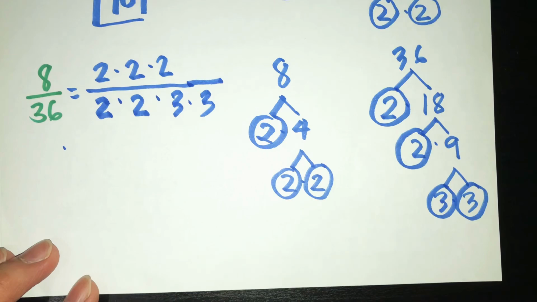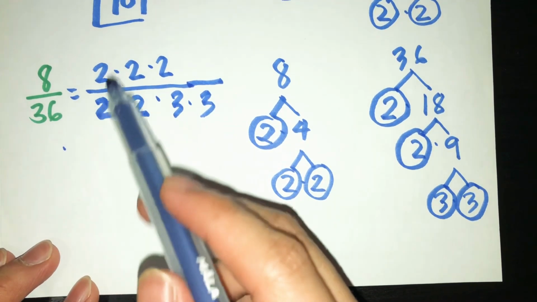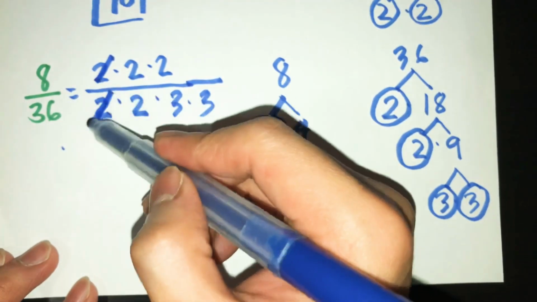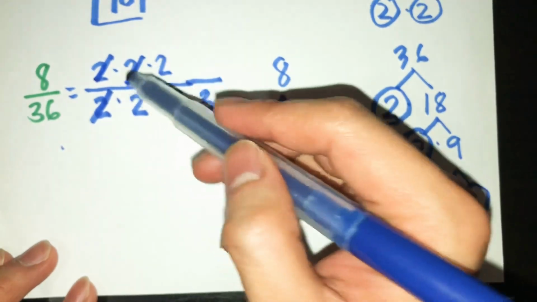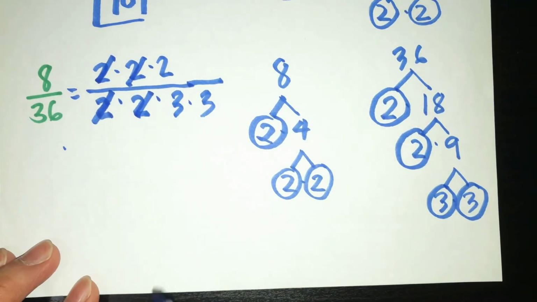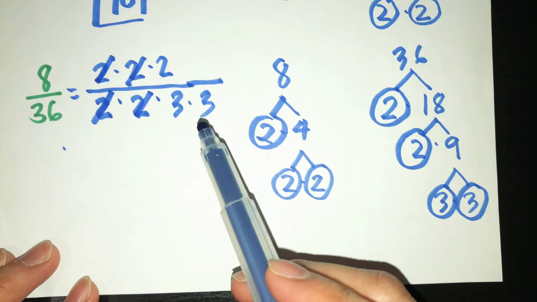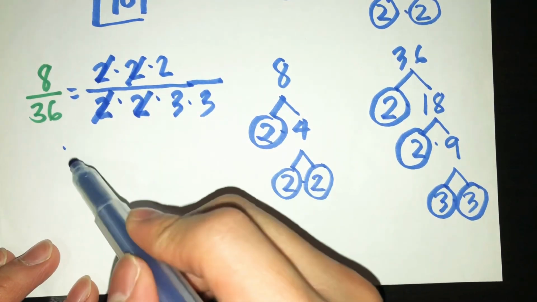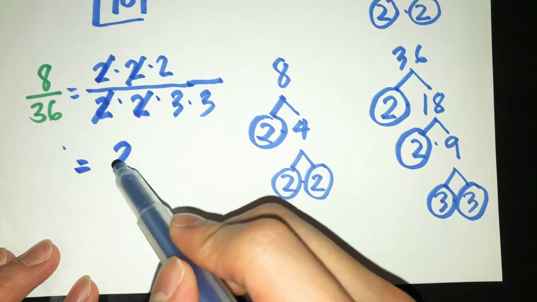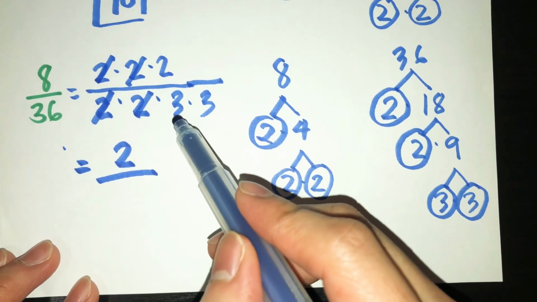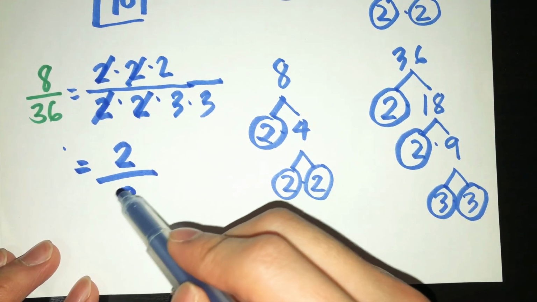So we're going to cancel the common factors, this one and this one. What we are left with is 2, and at the denominator is 3 times 3. So we have now 2 over 3 times 3, which is equal to 9.